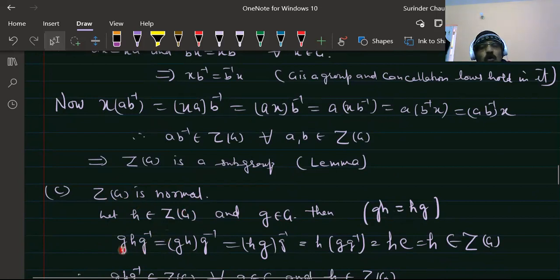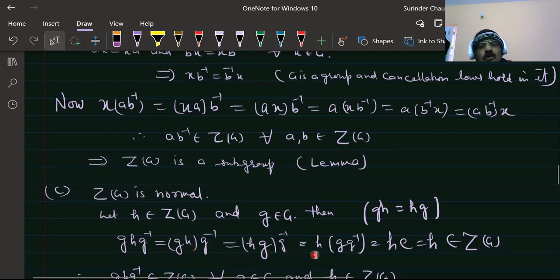So now I will show normality. Take the elements g and g inverse, where g belongs to G. Then g h g inverse is equal to (gh) g inverse, and gh is equal to hg, so this is equal to h g g inverse.